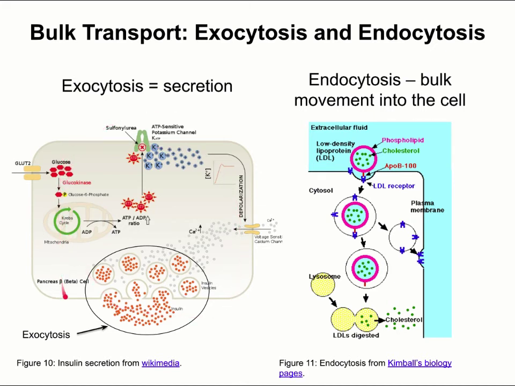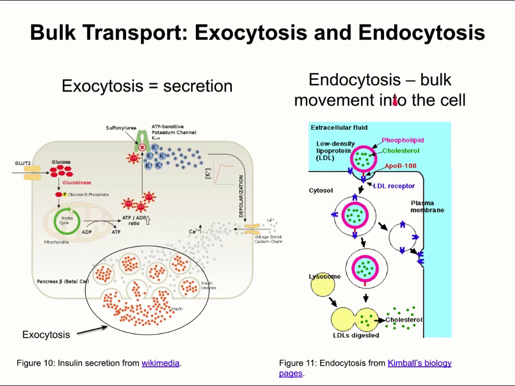This is an insulin secreting cell. Insulin, which is a protein, is contained in these membrane enclosed compartments called vesicles. In exocytosis, the membrane of the vesicle fuses with the plasma membrane, and anything that was inside the vesicle is now outside the cell. So the cell has now secreted insulin. And for our purposes, we can say that exocytosis equals secretion.